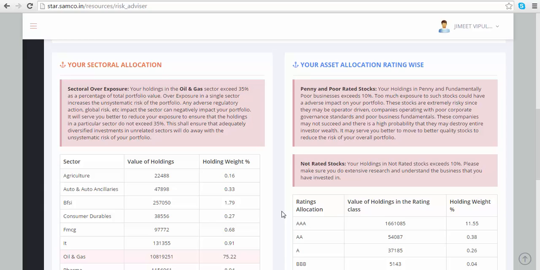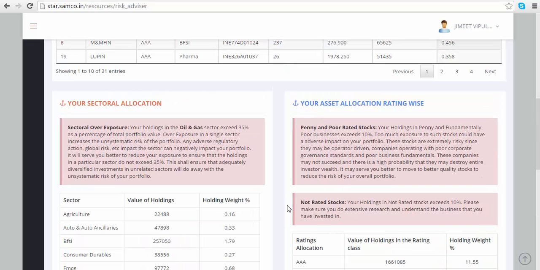More wealth has been destroyed in trading penny stocks and poor rated stocks than any other thing. There are multiple reasons for the same. One, the lack of fundamentals of these penny stocks, very poor liquidity as far as the stocks are concerned, and they are extremely susceptible to all operators' dump and pump operations.